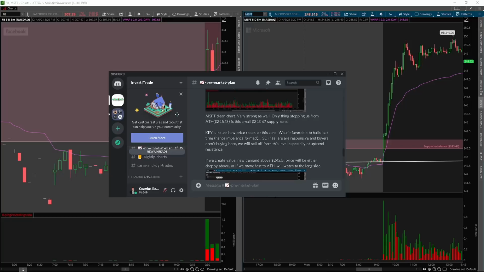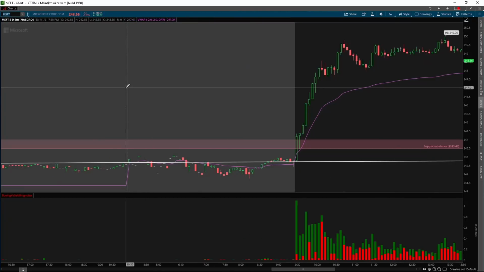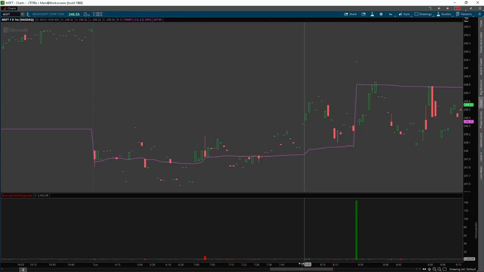We had all-time highs at 246.13, and then we had a little small supply zone at 243.50 that was really stopping us. The last time, and the reason the zone formed was because sellers were strong. So if buyers were strong this time, we would come up and test all-time highs. If sellers were strong, we would reject the zone. The key is to see how price reacts. Every trade you do, no matter what level you base it off of, whether it's support, whether it's resistance, supply, or demand, you have to see how the participation and the participants react to that level.